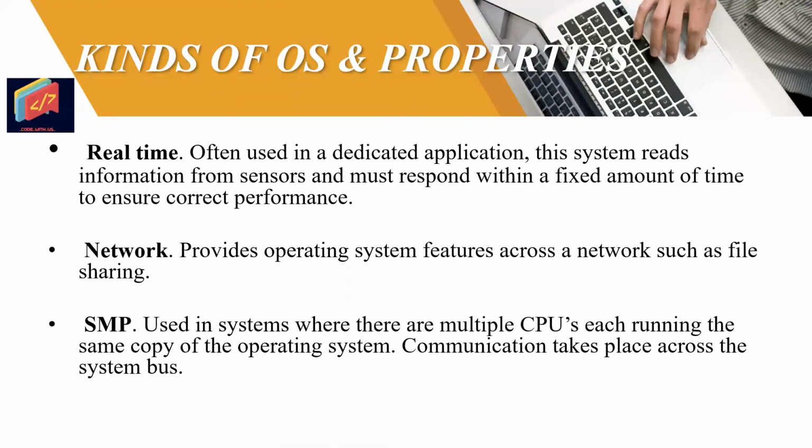And the fourth one is real time. It is often used in a dedicated application. This system reads information from sensors and must respond within a fixed amount of time to ensure correct performance. And the fifth one is network. It provides operating system features across a network such as file sharing. And SMP is used in systems where there are multiple CPUs, each running the same copy of the operating system. Communication takes place across the system bus.